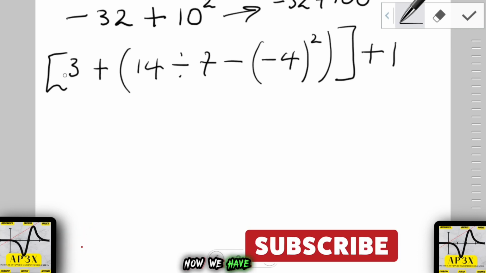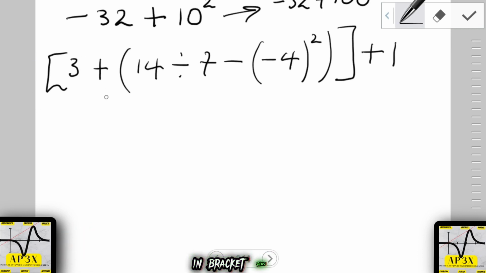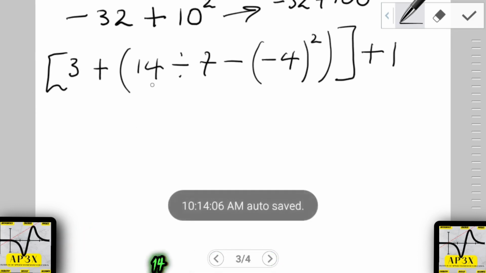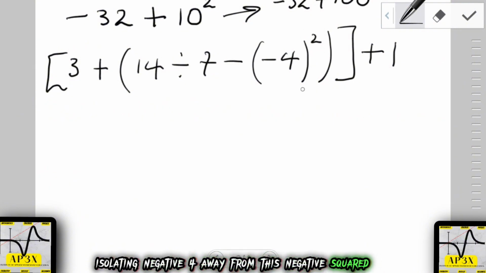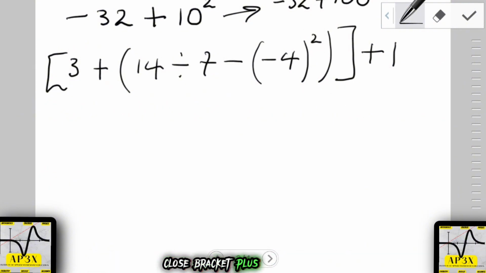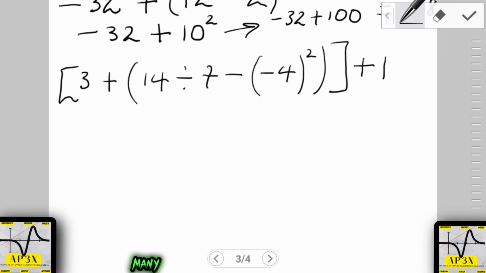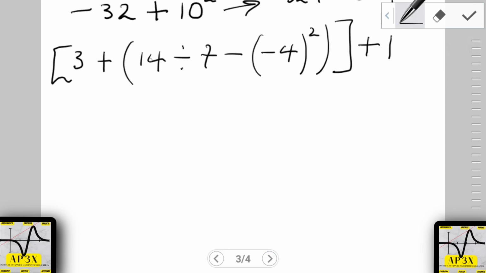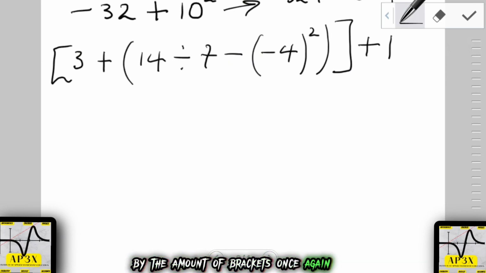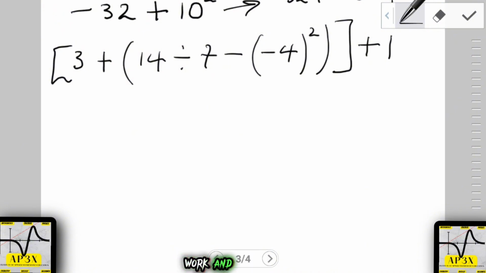Now we have 3 in bracket plus inner bracket 14 divided by 7 take away open bracket, isolating the negative 4 away from this negative, squared close bracket plus 1. Again, many of you students that are at the fundamental level can get a little bit spooked by the amount of brackets. Once again, the rule is work and simplify the inner bracket first.